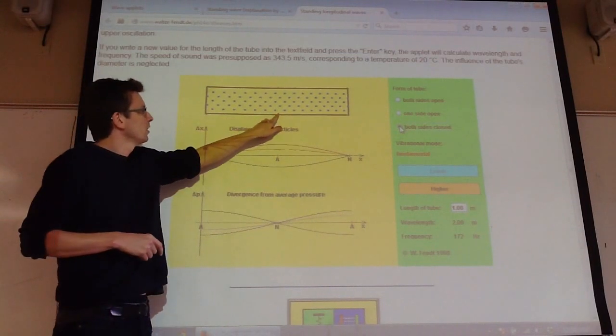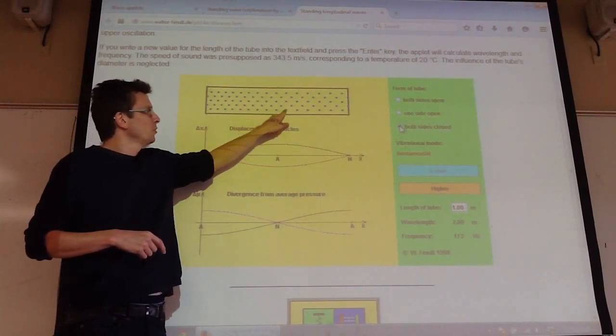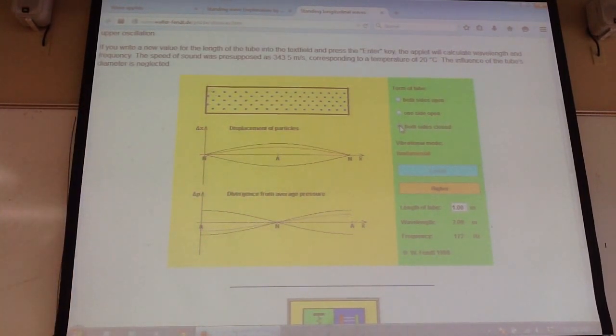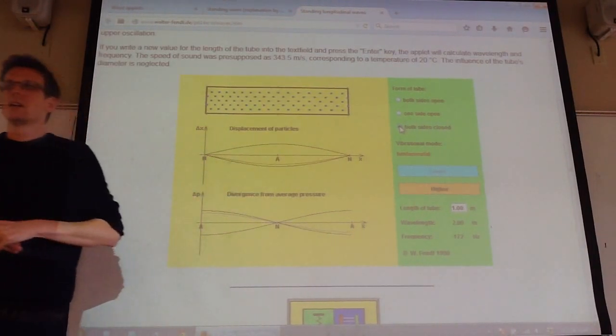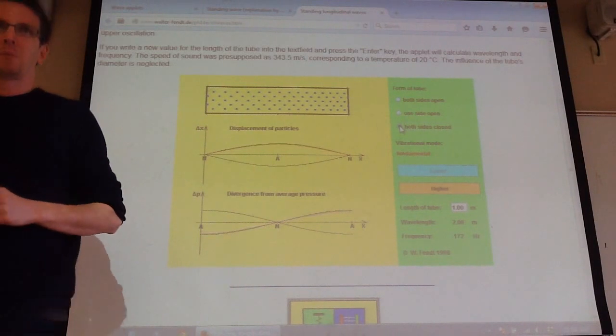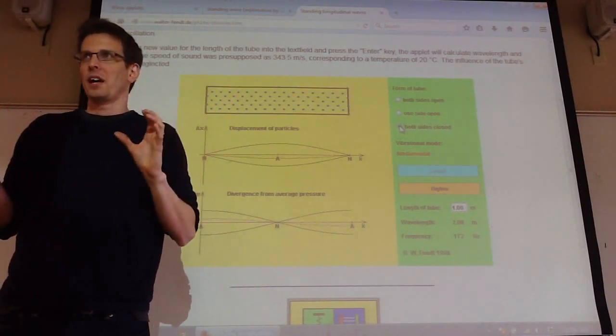Versus here, in the middle, they are free to move back and forth, and in fact, if you look at a particle toward the middle of the tube, it's moving the most, and so that is your displacement antinode. Now, if we flip over to the other picture, we said that there's two ways to describe sound waves, displacement or pressure. So you can describe the amplitude in either way. And here's the thing.